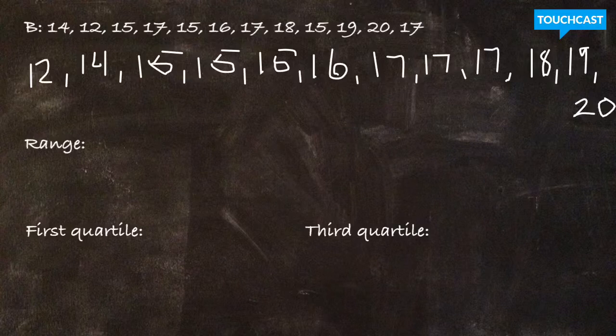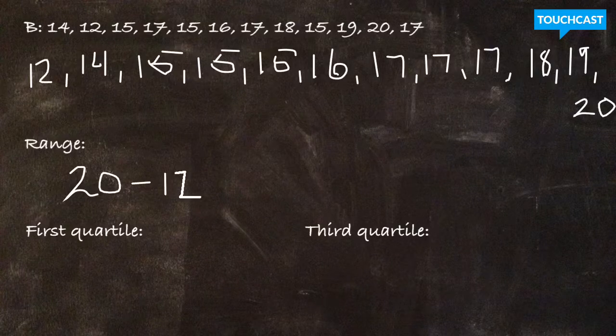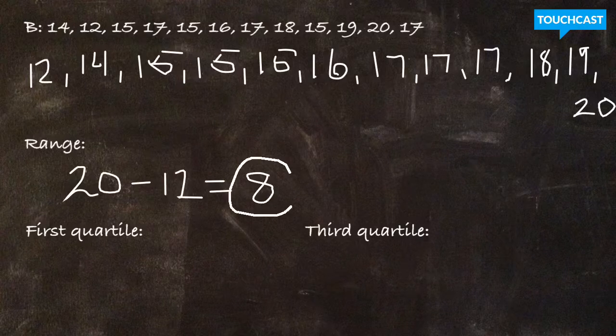Alright, so we're going to find the range, which means we're going to take the biggest number, 20, and subtract the smallest number, 12, from it. 20 minus 12 is equal to 8. So our range is 8.